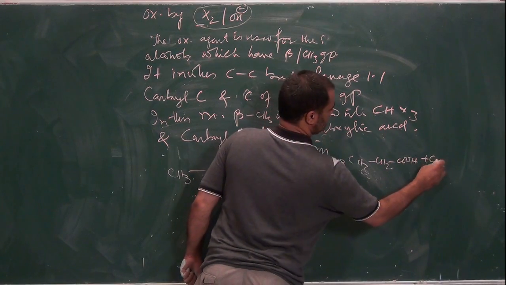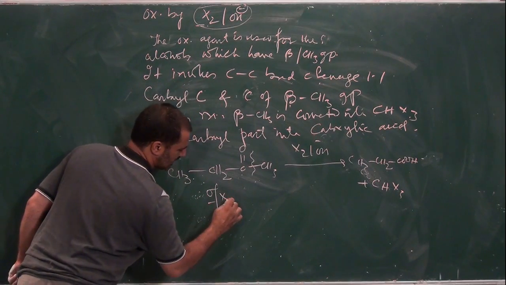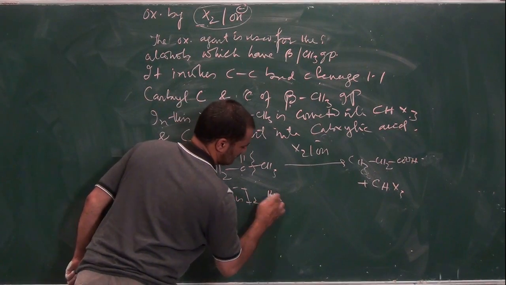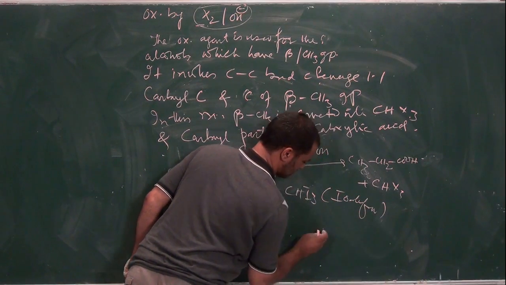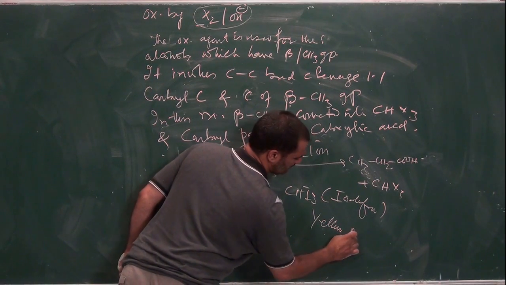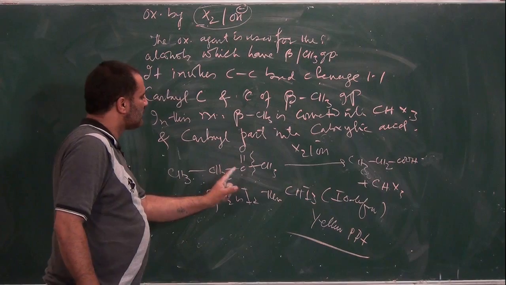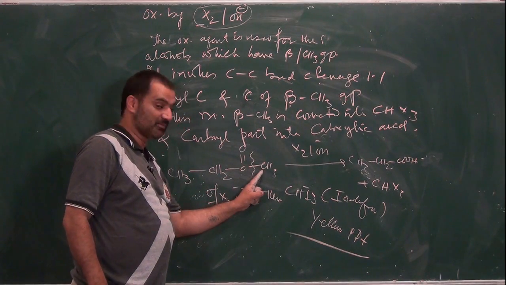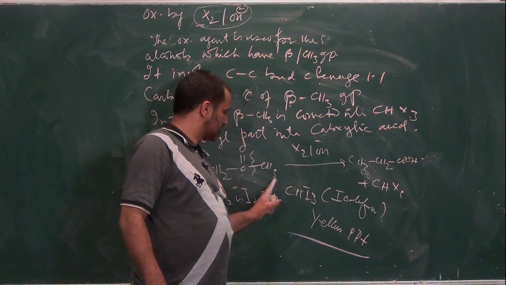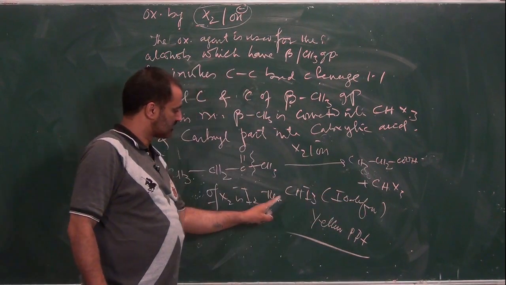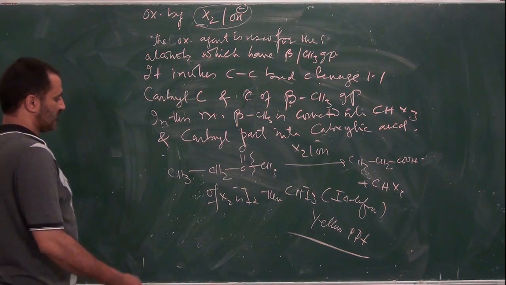COOH plus CHX3. If X2 is iodine, then CHI3, that is iodoform, is formed. Iodoform is a yellow precipitate. So by this oxidizing agent, there is carbon-carbon bond cleavage between the carbonyl carbon and the beta methyl carbon, and the carbonyl part is converted into carboxylic acid and CH3 into CHX3. If X is I2, then CHI3 is formed, which is iodoform, a yellow precipitate. That is the iodoform test.